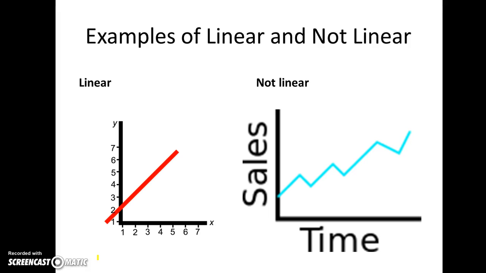Here are the examples that I have. This one is linear because it makes a straight line. It's not proportional because it doesn't go through the origin, but it is linear. Whereas this picture here, which kind of looks more like the line I just made earlier, is not linear because it's got the zigzag, jaggedy quality to it.